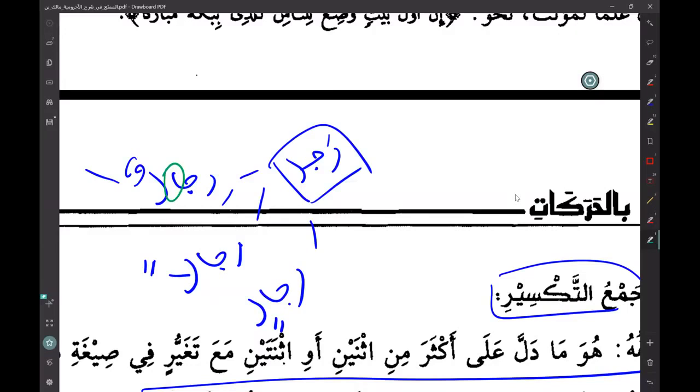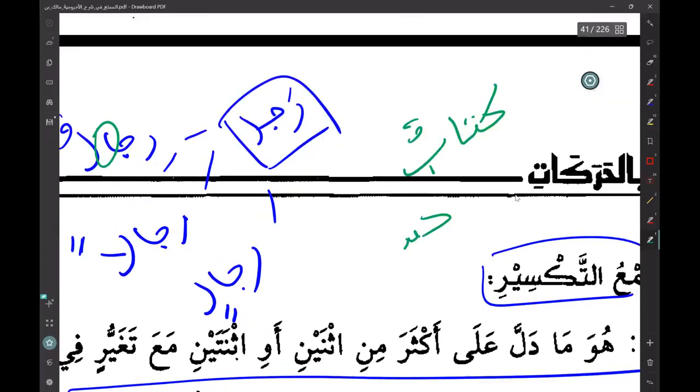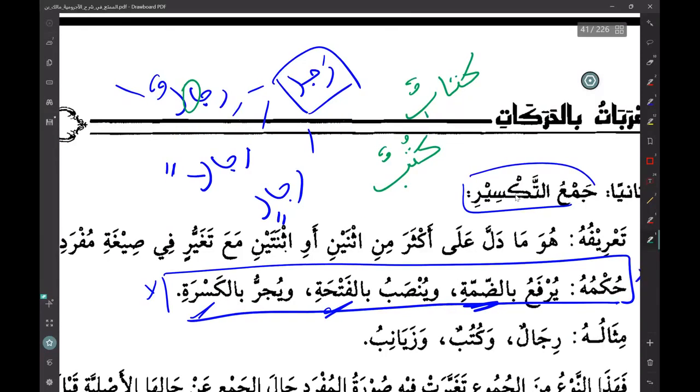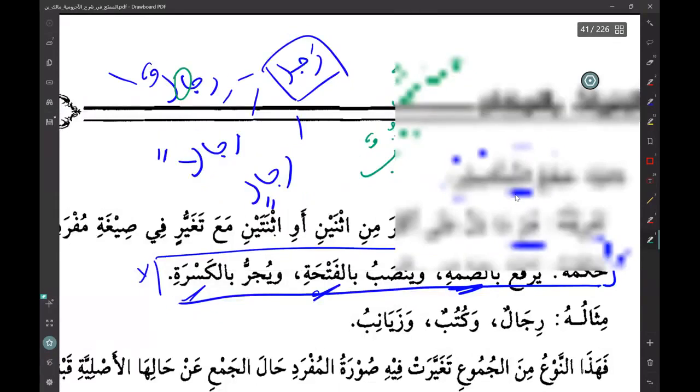Sometimes it happens by removing letters. So we have kitabun. What is the plural for kitab? Kutubun. Yes. So what did we do? We removed a letter from the original. Okay. Then they also talk about how sometimes it happens by both adding and removing. Honestly, I don't think that's that much of interest, or at least important.